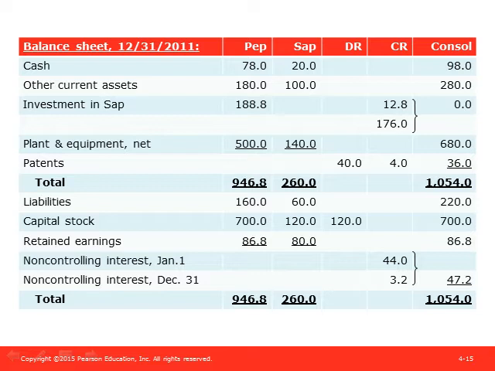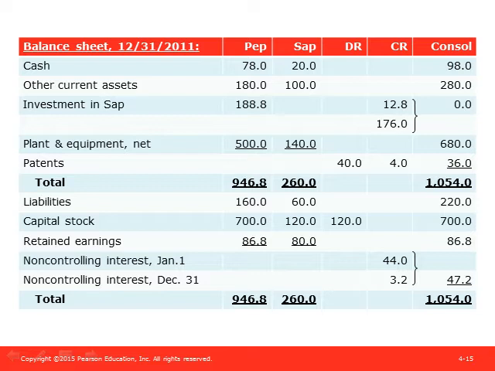And so on this slide, what we are seeing is the balance sheet as of 12/31/2011 on a consolidated basis. And as with our prior example for the income statement and statement of retained earnings, and the steps that we talked about, we have a column for PEP, we have a column for SAP, and those are their year-end balances. We have a debit and a credit column in our worksheet, and those are to take into account all of the elimination entries that we talked about.